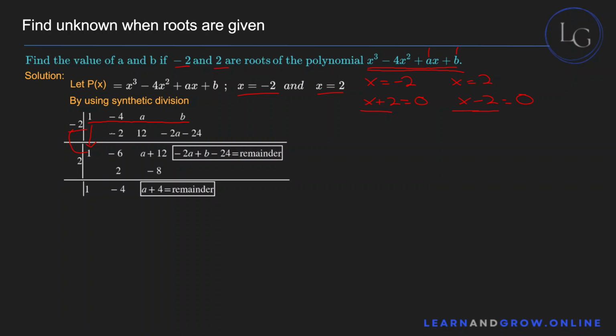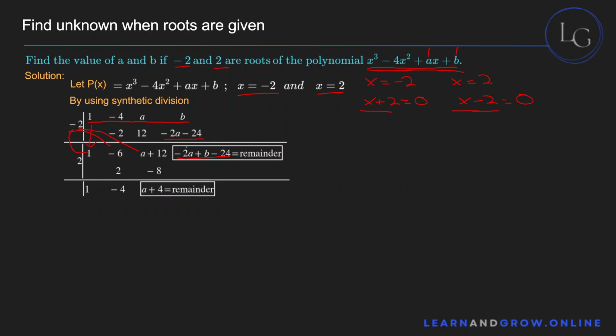Now, you'll add up -4 and -2. That'll give you -6. You'll multiply this -2 with this -6. And then the result, which is 12, will be written down underneath the next number, a. And then you'll add a and 12. So that'll give you a plus 12. You'll multiply this -2 with this a plus 12 again. And that'll give you basically this -2a minus 24. And you write down -2a minus 24 underneath the last constant, which is b. And once you add them up, they will give you the remainder. And -2a plus b minus 24 is basically the remainder.